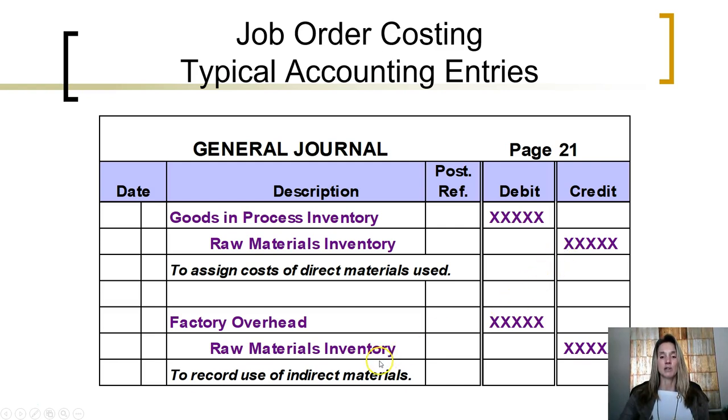As indirect materials are used in production, we will be keeping track of the amount of indirect material costs with a debit to factory overhead and a credit to the raw materials inventory account. Recall the factory overhead account is a clearing account. This account is keeping track of actual indirect material overhead costs that are incurred with a debit to that account.